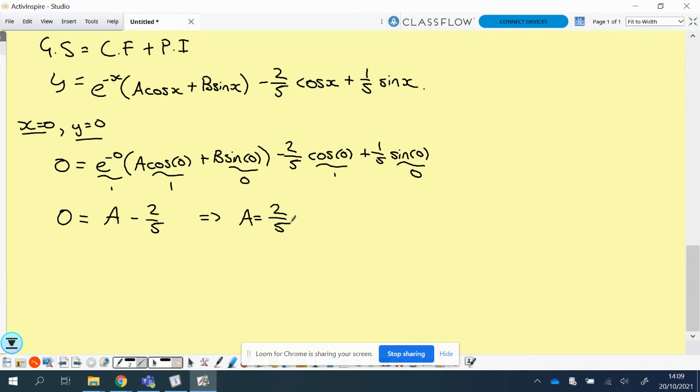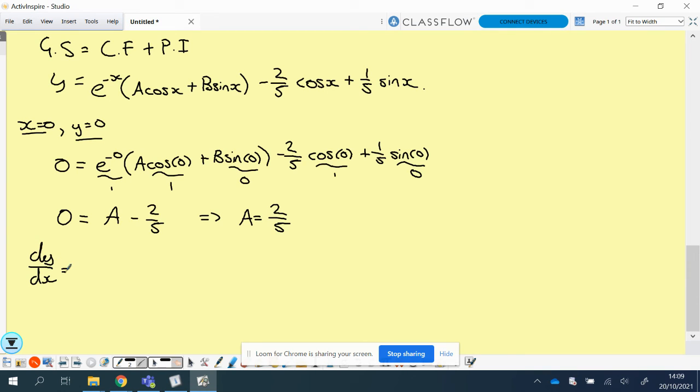The second thing I now need to do is use the other piece of information, which was dy by dx equals 0. In order to do that, I'm going to have to differentiate this function. I'm going to have a product rule here. I've got an exponential function and a trigonometric function multiplied by each other, so we'll use the product rule, and I differentiate these separately. So dy by dx.